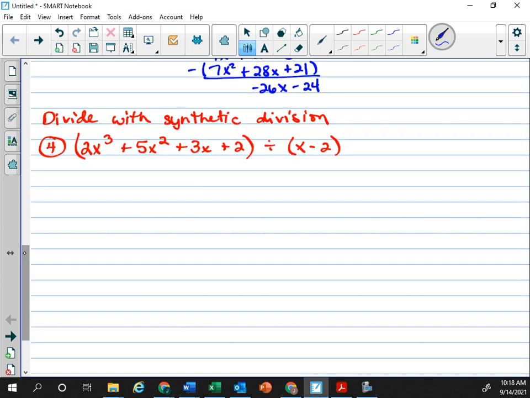So this time I'm dividing by x minus 2. I think about what would make that 0. So what would make my divisor 0 is a 2, right? So a 2 is what goes on the outside of this weird little box I'm going to draw. And then all I put in here are the coefficients from what I'm dividing. So I would have a 2 for the 2x cubed, and then a 5, 3, and a 2. Okay, so just coefficients there.